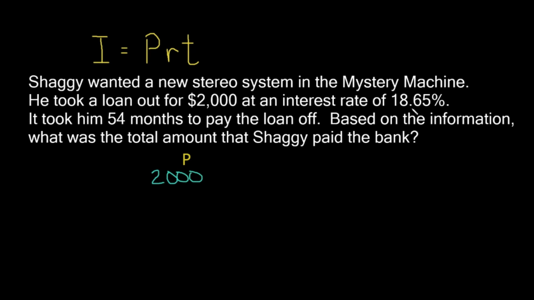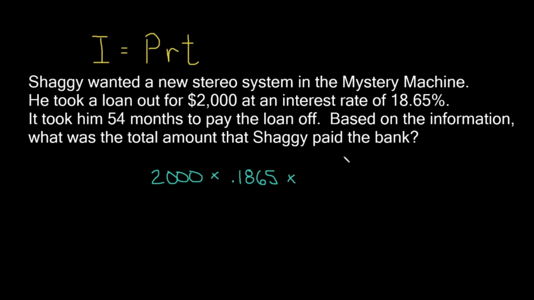The interest rate is 18.65%. Well, I'm going to change it up. I'm going to put X for times. So times 18.65% is really 0.1865 as a decimal. Remember, we bounced that decimal 2 places.